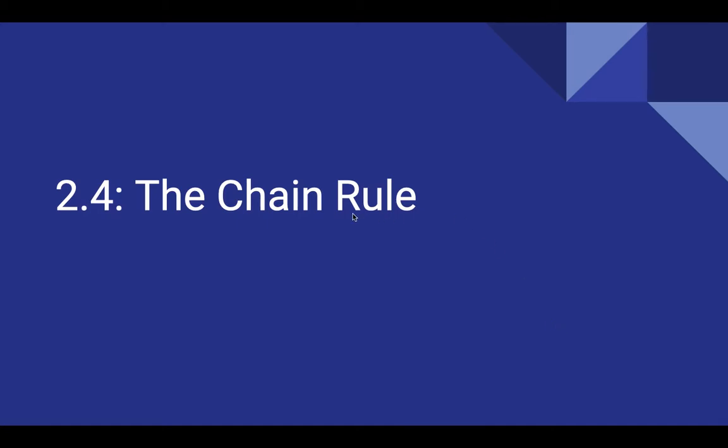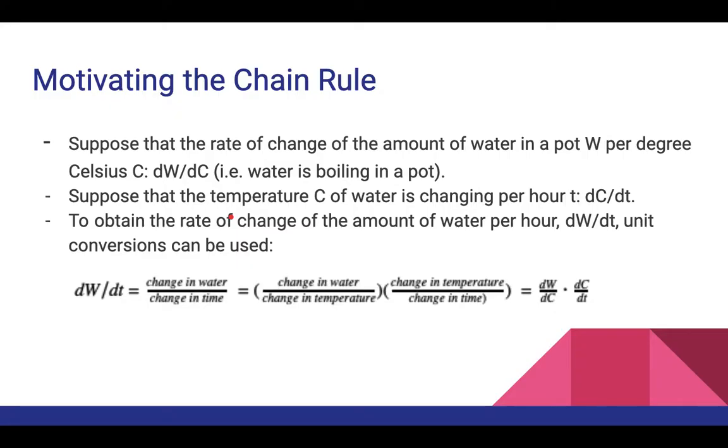We'll look at developing a rule known as the chain rule that we can use to evaluate the derivatives of compositions of functions. So, motivating the chain rule. Suppose that the rate of change of the amount of water in a pot, W, per degree Celsius is dW over dC, the change in amount of water per change in degrees Celsius, i.e. water is boiling in a pot, let's say.